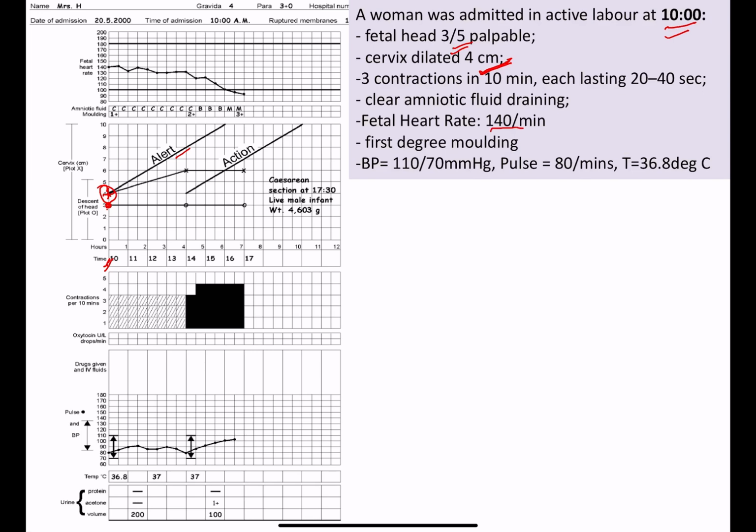The fetal heart rate was 140 beats per minute. So at 10 a.m. we have marked it with a small dark circle over here at 140. It indicates it's 140 beats per minute.